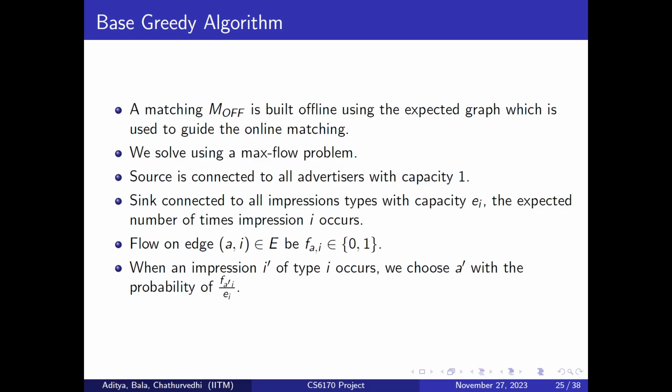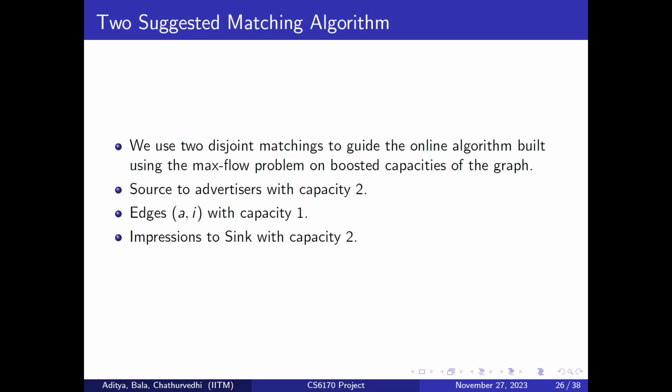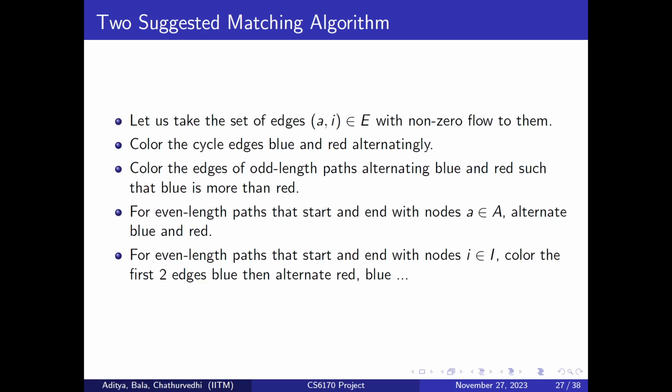After solving the integral model, we can use this matching online, where if an impression i dash of type i occurs, we can choose the advertiser a dash with the probability of f a dash i by e of i, for all the a dash connected to i in M. We extend this suggested matching algorithm by using the max flow problem on boosted capacities. The source to advertiser edges have capacity 2, edges have capacity 1, and impression to sink edges have capacity 2.